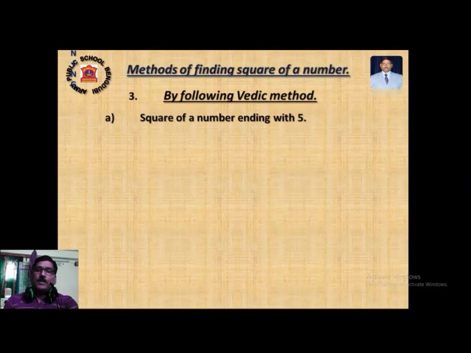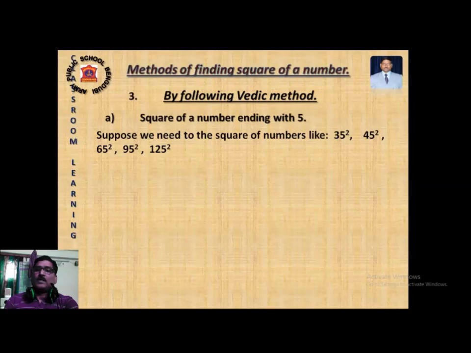Here the limitation is that the numbers should end with 5. Okay, let's see what the steps are. Suppose I would like to find the square of 35, 45, 65, 95, and for 3 digits I have also taken one example, 125 square. And what is the method of doing it? I have written all the numbers here.